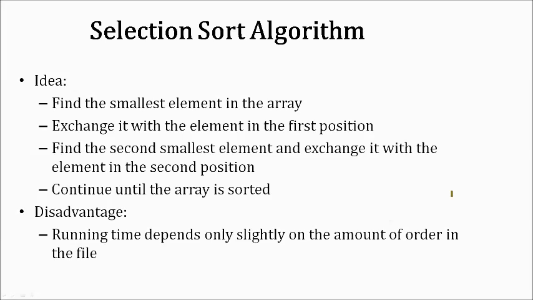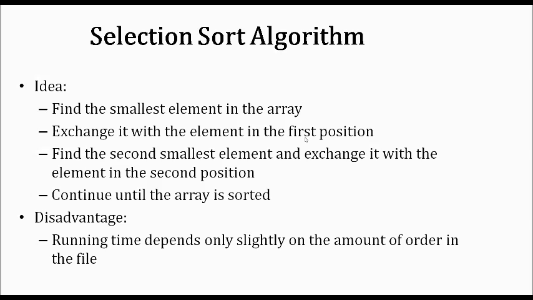Okay, the next example is the selection sort algorithm. So the idea of the selection sort algorithm is, first, find the smallest element in the array. Second, exchange it with the element in the first position. Third, find the second smallest element and exchange it with the element in the second position. Next, continue until the array is sorted. Okay, so the disadvantage is that running time depends only slightly on the amount of order in the file.